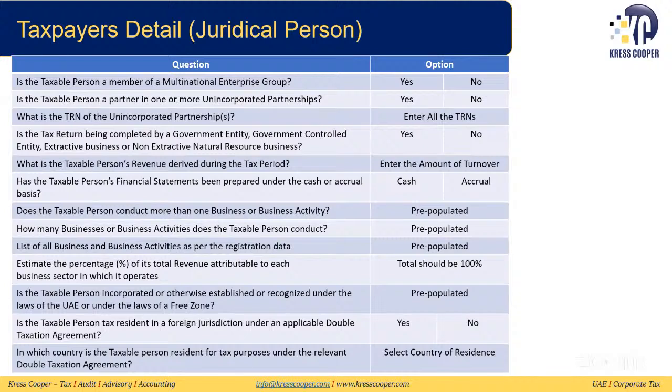Is the taxable person tax resident in a foreign jurisdiction under the applicable double taxation agreement? This answer has to be yes or no. Like we discussed, if there is no double tax agreement and you are a resident of the UAE, then you will answer no. If there is a double taxation agreement, it depends on which country is the foreign jurisdiction and what is in the double taxation agreement. For example, some double taxation agreements have the tiebreaker rule. So if you are a resident of both countries, the tiebreaker rule will be applicable, and depending on that, in the end you are a resident of either the UAE or the other foreign jurisdiction. So you have to mark this correctly.